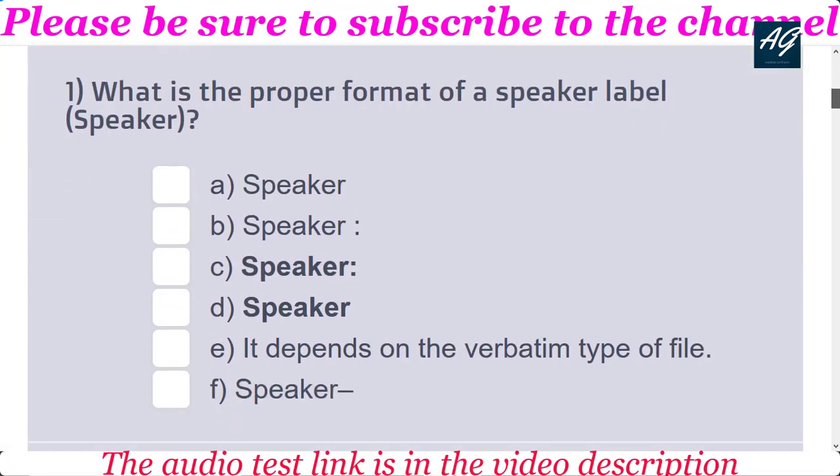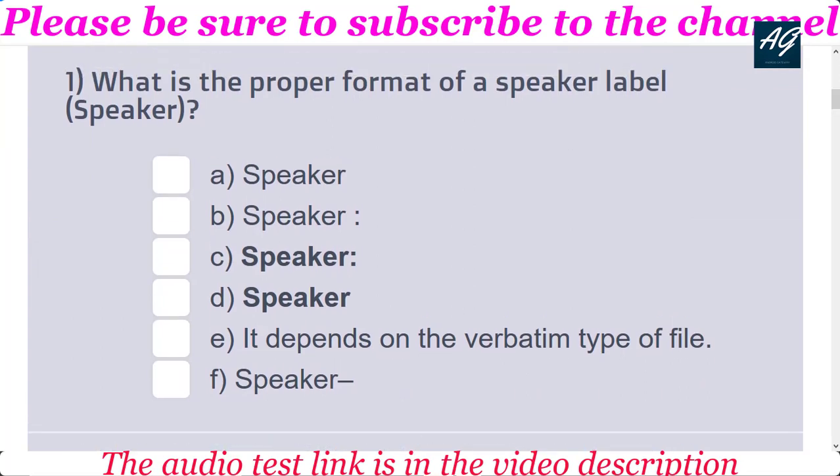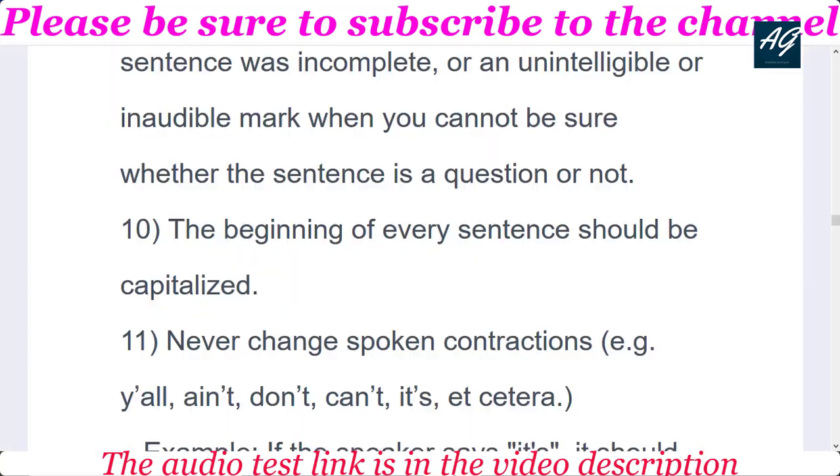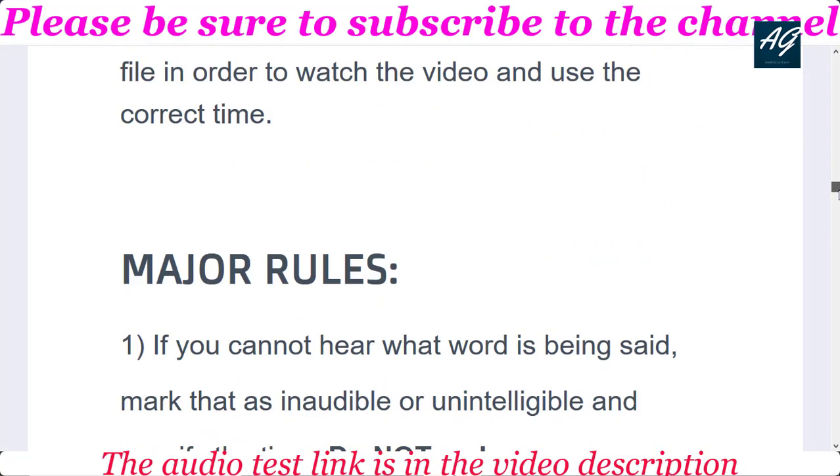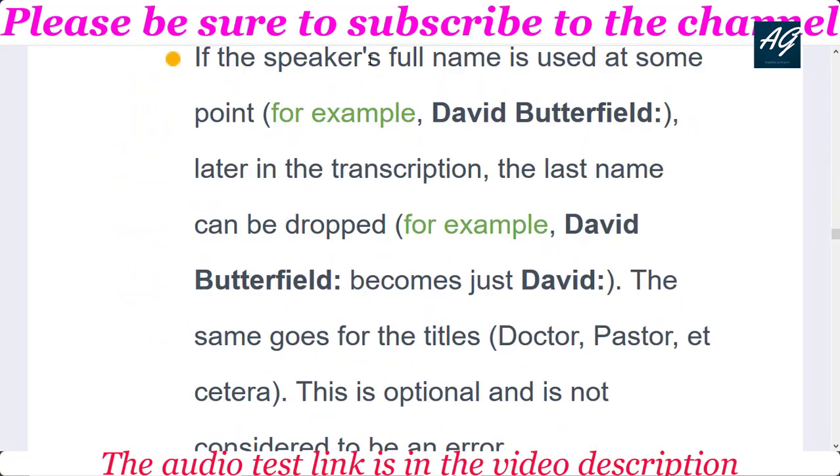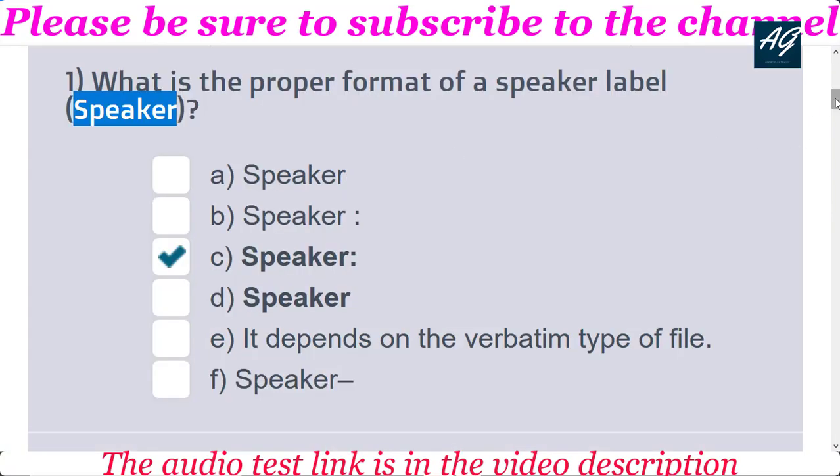The first question is, what is the proper format of a speaker label? For example, this speaker. So the correct format of this speaker label is C. The speaker label is always in bold form. So if you have any doubt, you simply check in the Transcription Guideline rules.